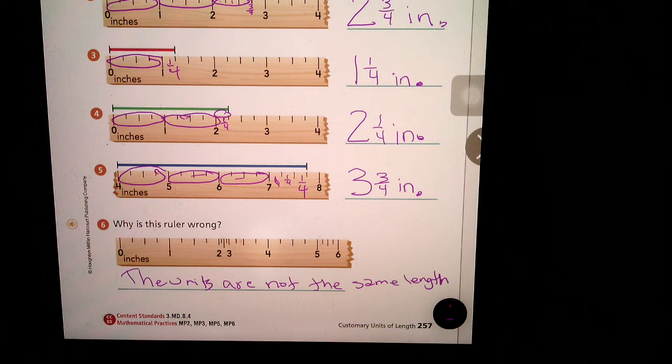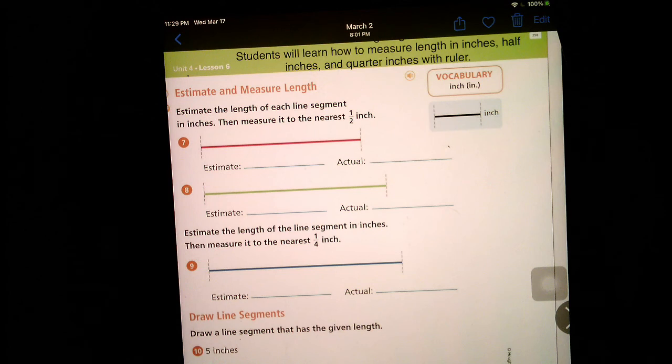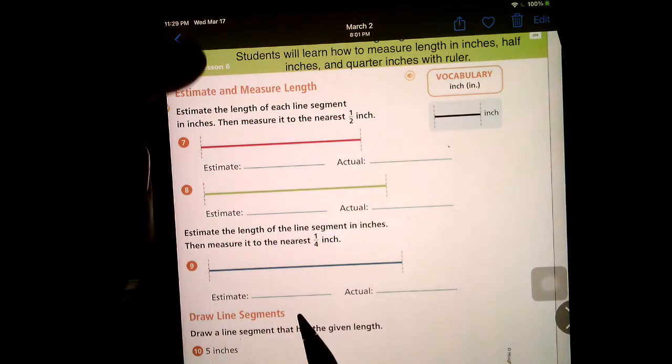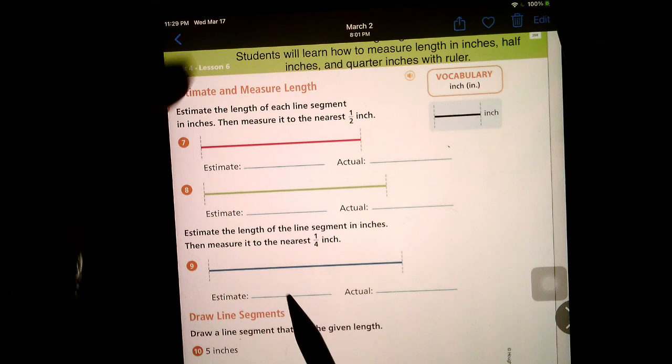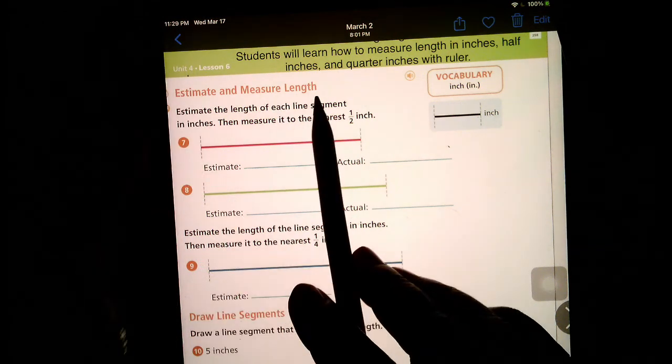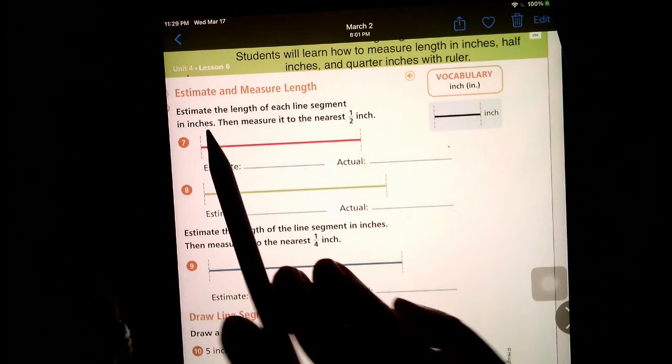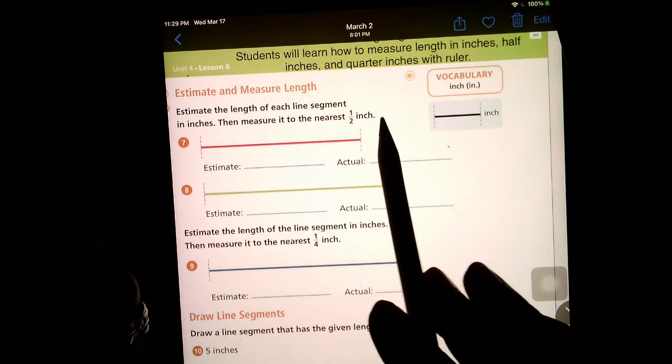Turn the page. Okay, welcome back. We're on problem number 7. It tells you to estimate and measure the length. Remember, your learning target is still the same. It's written across the top to remind yourself of what you're supposed to learn. And now we're looking at estimate and measure length. Estimate the length of each line segment in inches, then measure it to the nearest half inch.